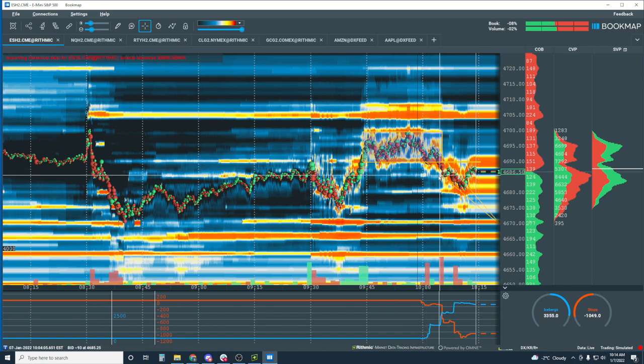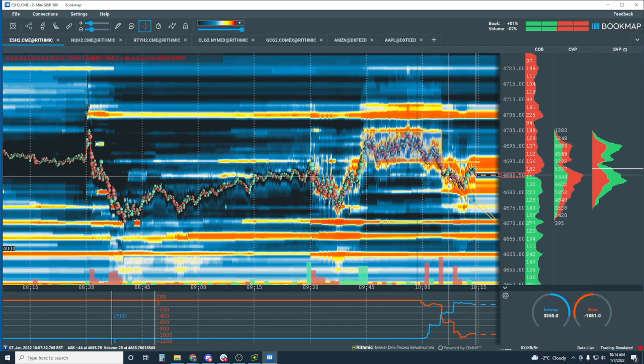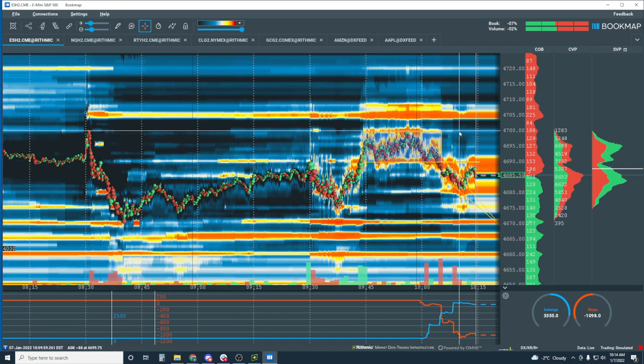And then at a certain point, there's no more sellers. No one's interested in selling, so people start buying. And then they pretty quickly go into the green, and then price continues to go on up for several days.